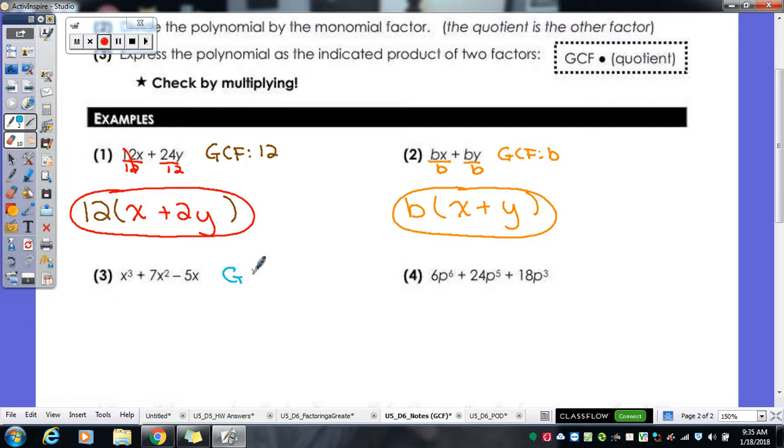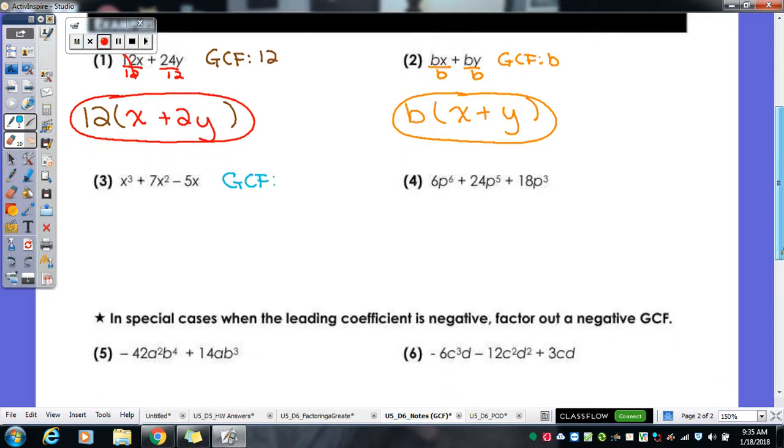For 3, the number would be 1, but they also all have a what? An x. So what's the lowest exponent on our x? 1. So x to the first is our GCF for this one. So I set up my x, put my parentheses after it. So then I'm going to go up here and divide everything by x.